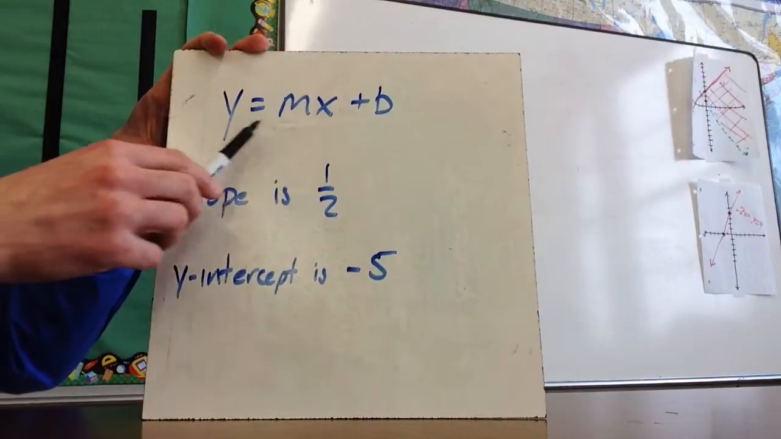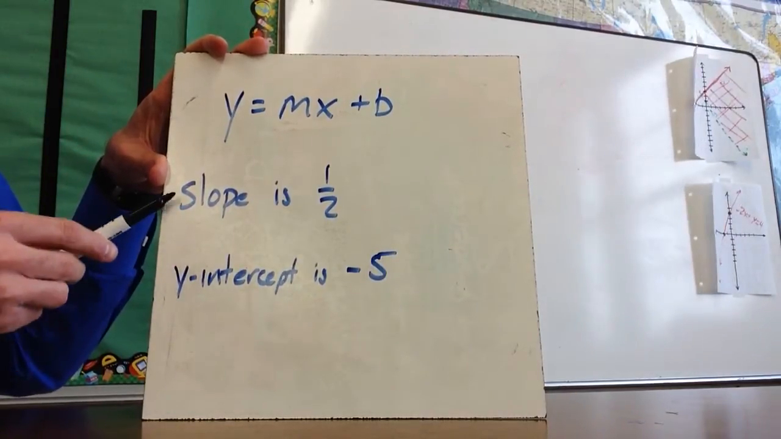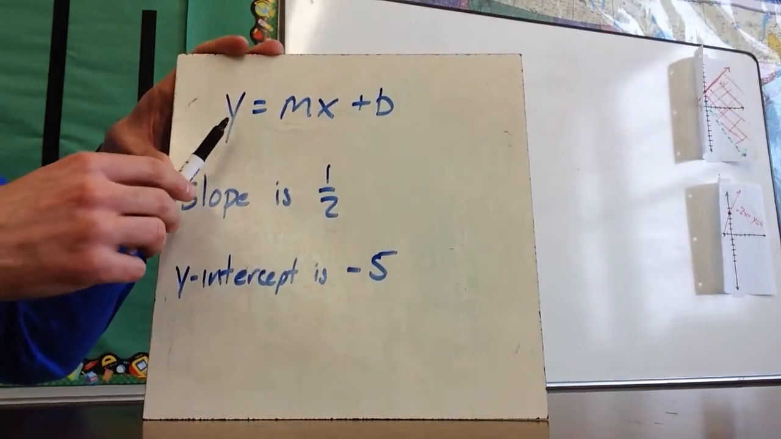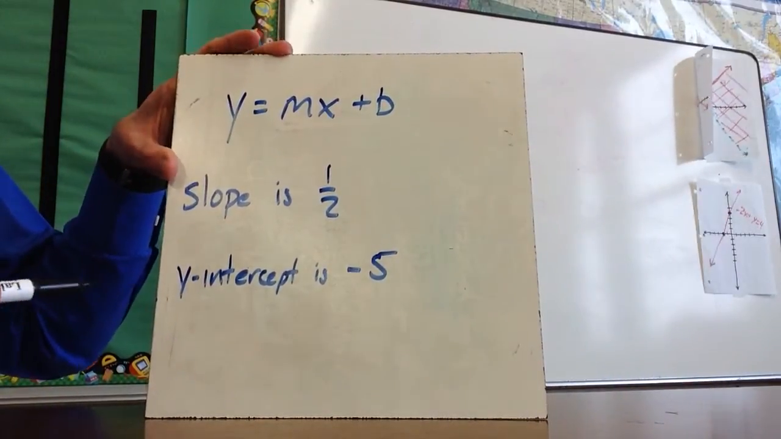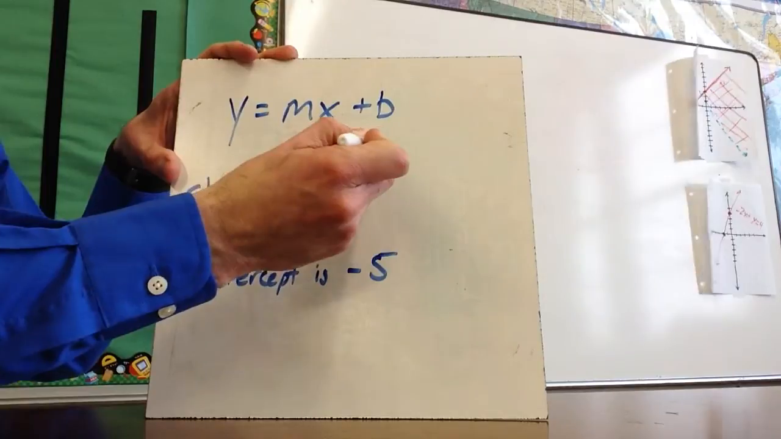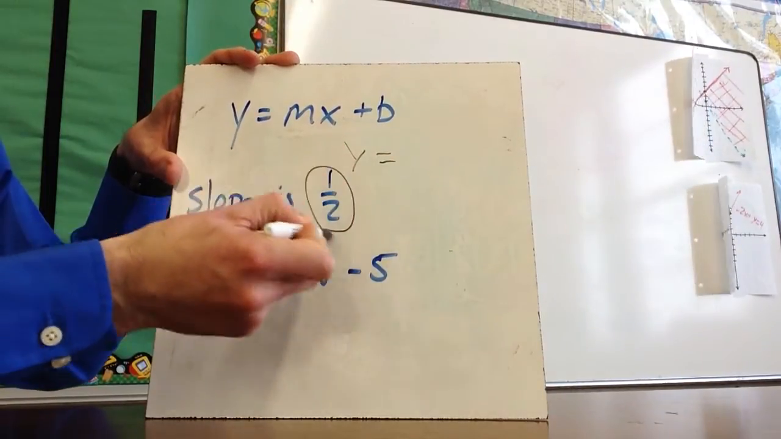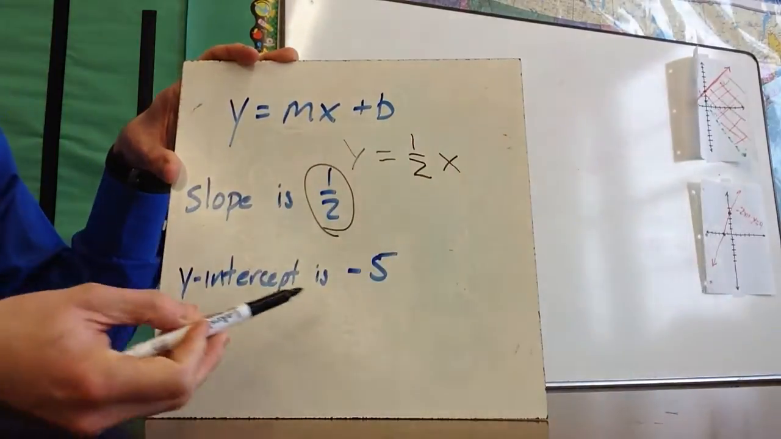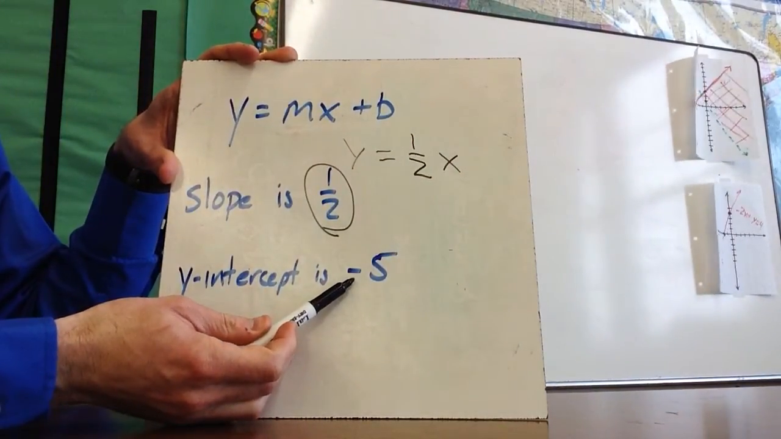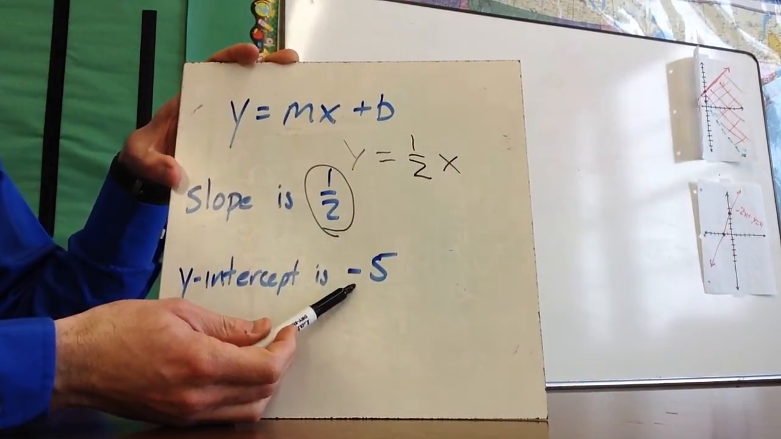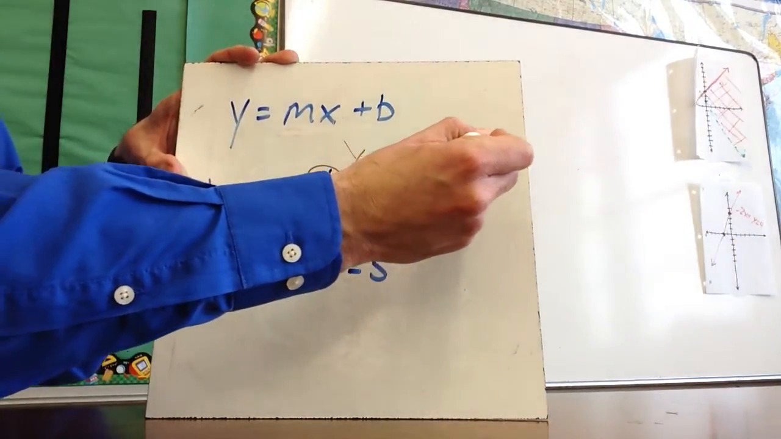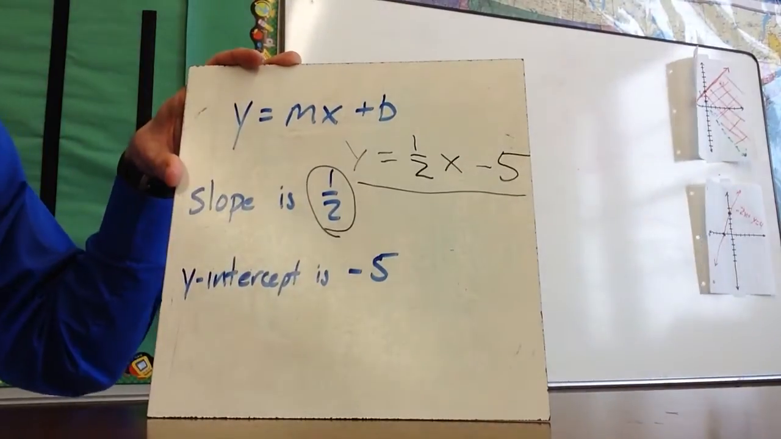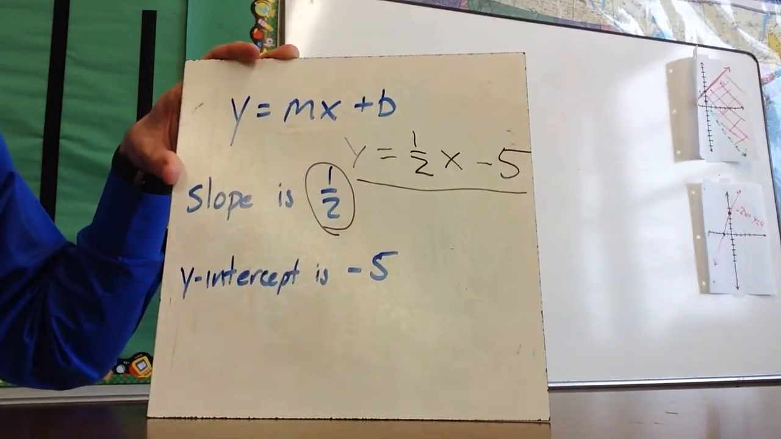And so if I wanted to write this line, which has a slope of 1/2 and a y-intercept of -5, into slope-intercept form, I would need to write y equals, I'm going to substitute this in for m, so that's 1/2 x, and then I'm going to go plus b. Now keep in mind that b is negative, so it's plus -5, which is the same as -5. Right? So that would be this in slope-intercept.